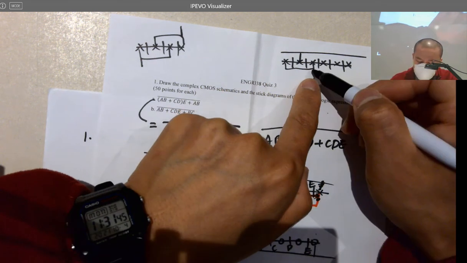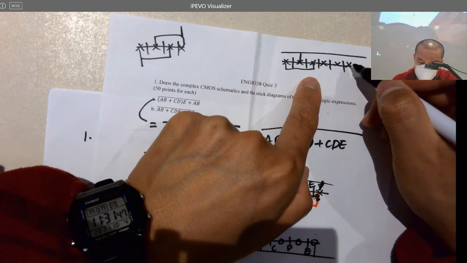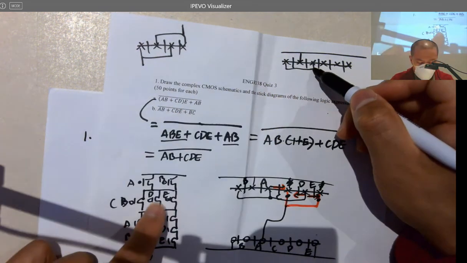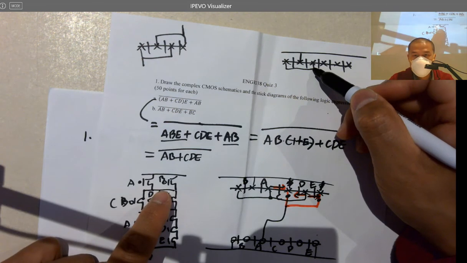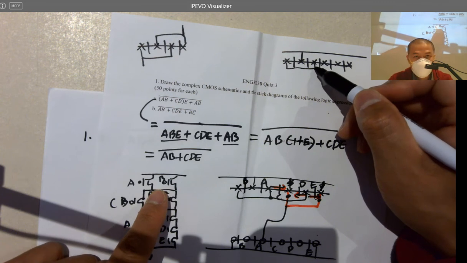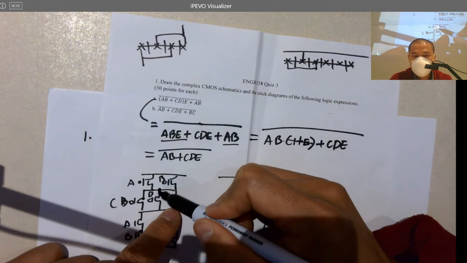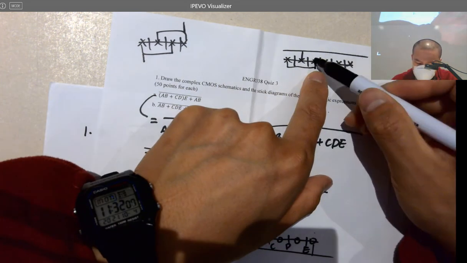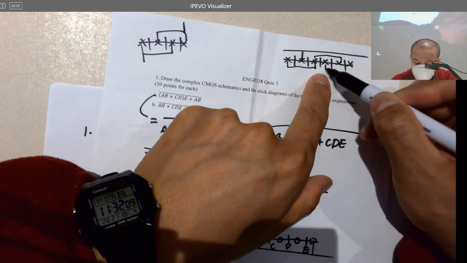So that one, wait, because that's a drain of the 2 PMOSes of the A and B, so we have to connect this one. You have to start from here. That's the top. That's this node. So if you do it like this, then problem solved.